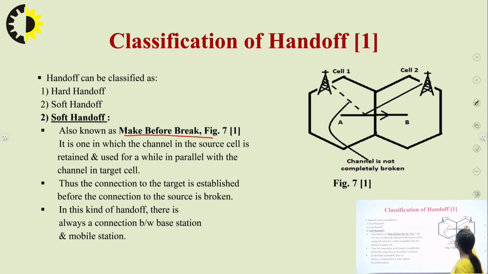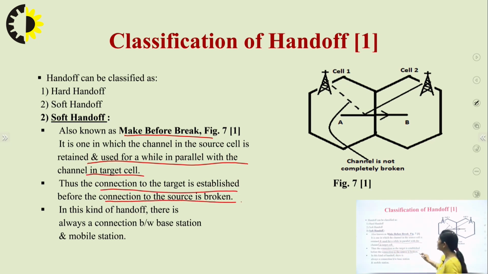So the connection with cell 2 is being made, and only then will the breaking of the connection with cell 1 occur. It is one in which the channel in the source cell is retained and used for a while in parallel with the channel in the target cell. Thus, the connection to the target is established before the connection to the source is broken.